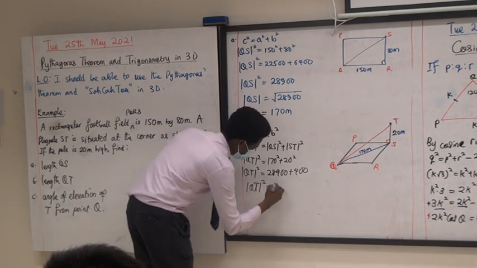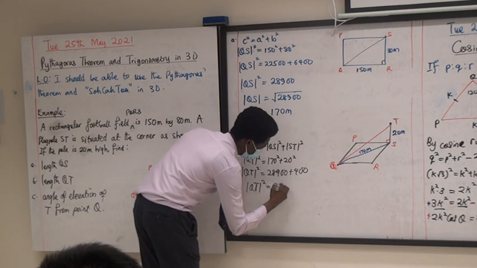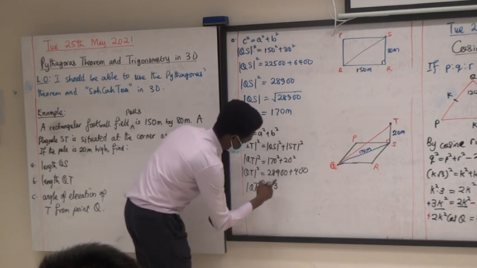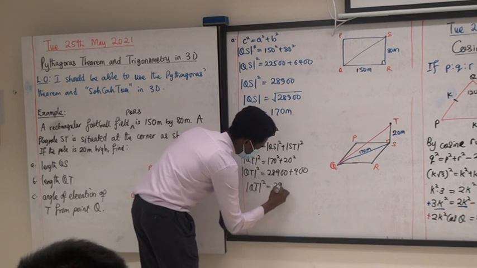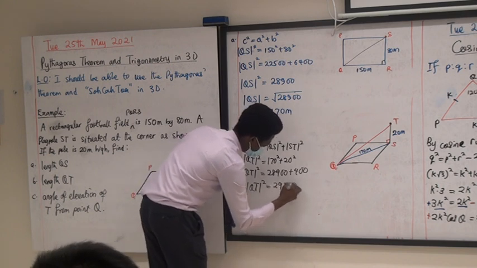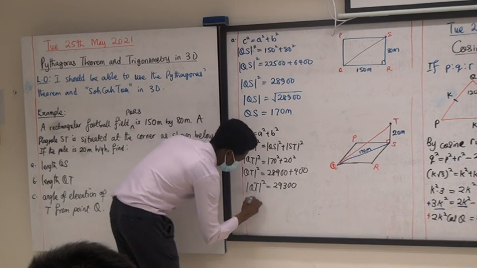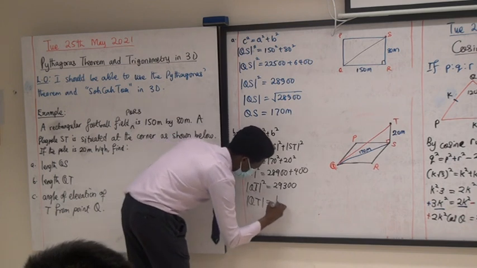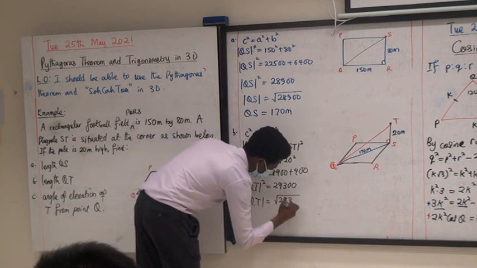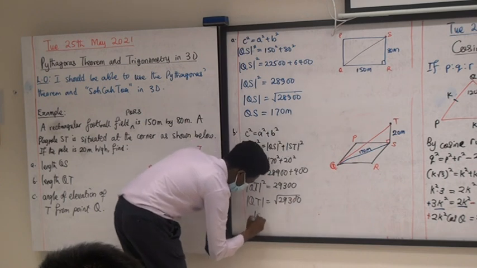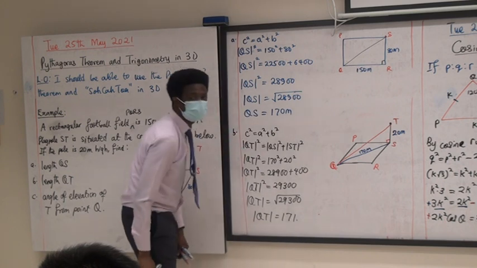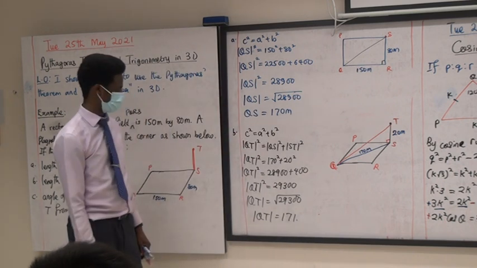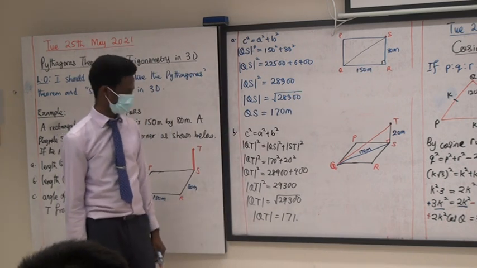QT squared is 29300. So QT is the square root of 29300. What's that? 171.2, rounded. This is already 3 significant figures, so that's 171.